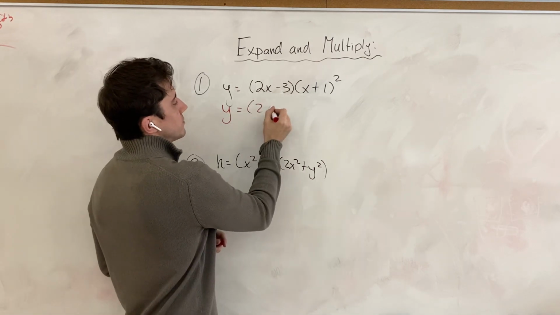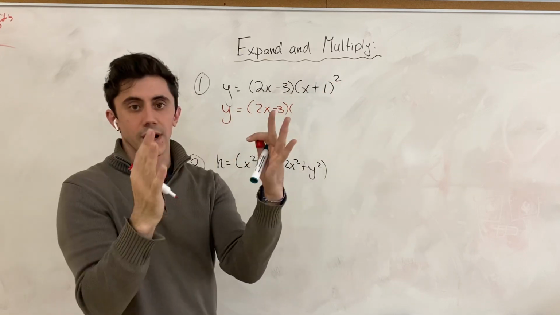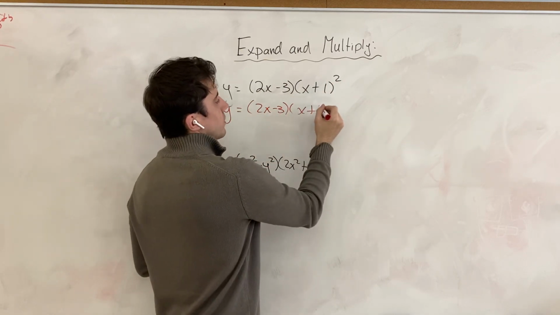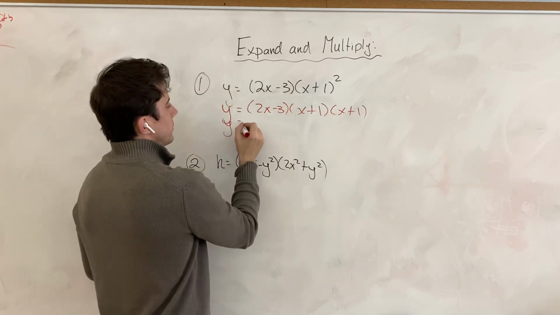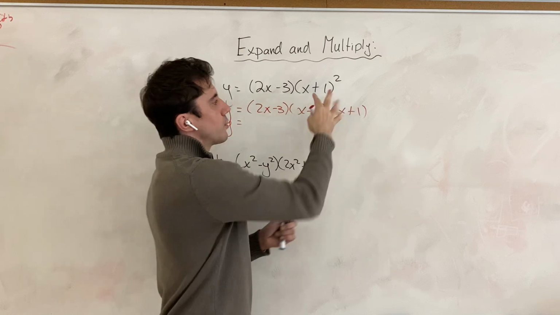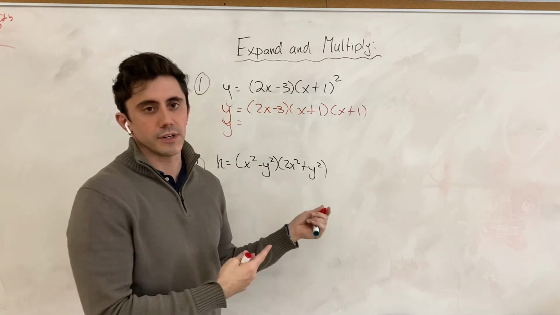So what I'm going to do is start by working with the (x + 1) squared, right? Which means (x + 1) times itself twice. So if we work with that first, and again, you'll get to the point where you can do this in your head without writing this out, right? But if you're new, feel free to do that.